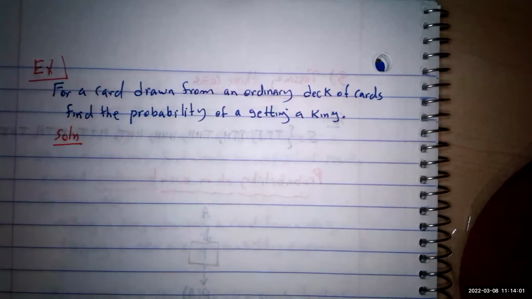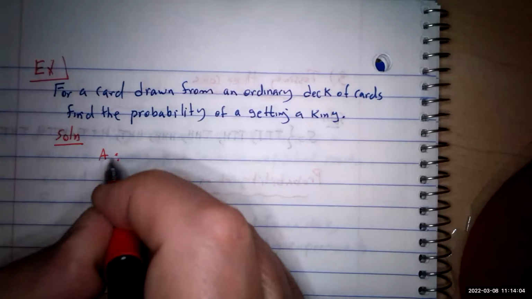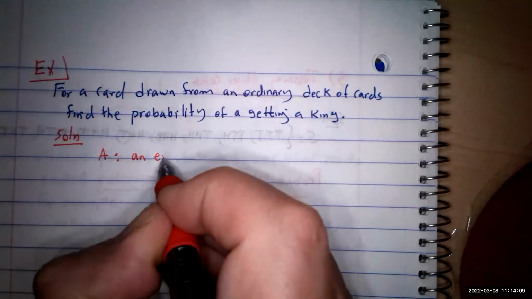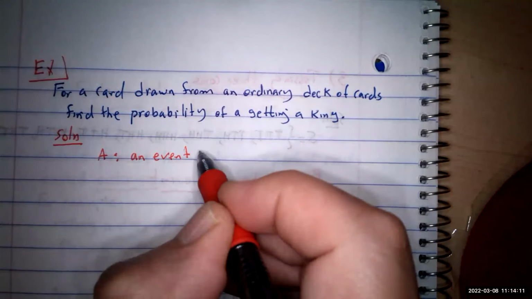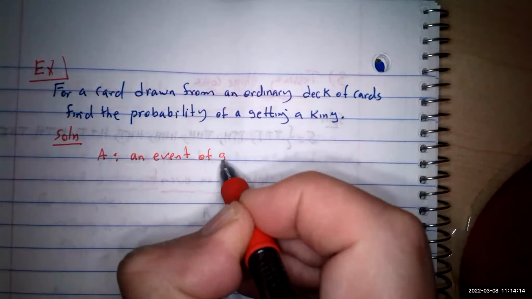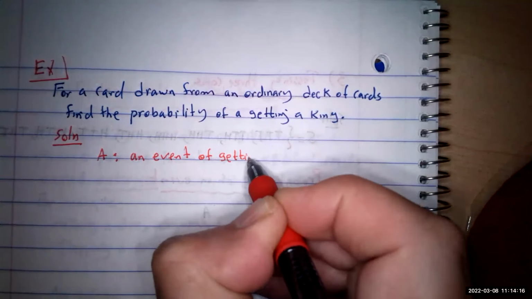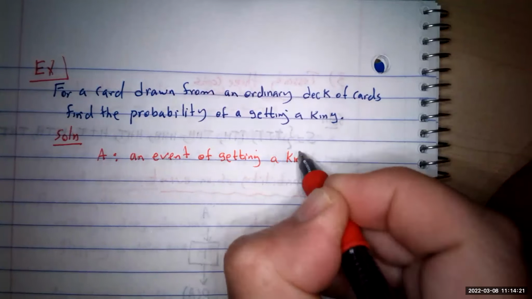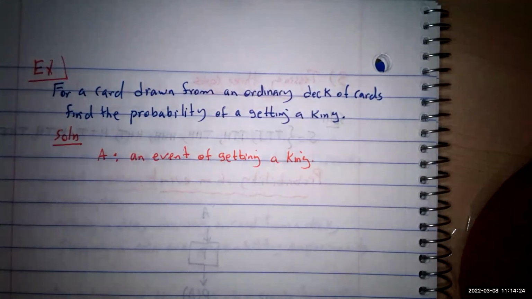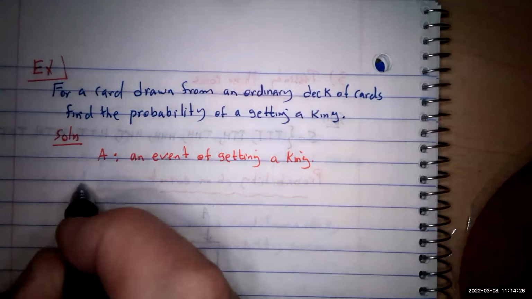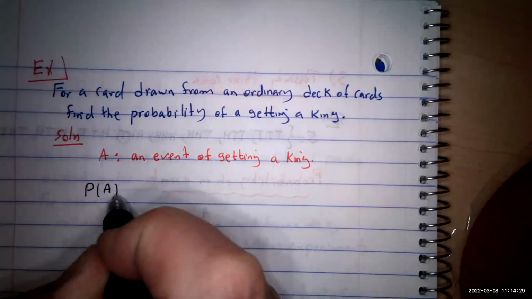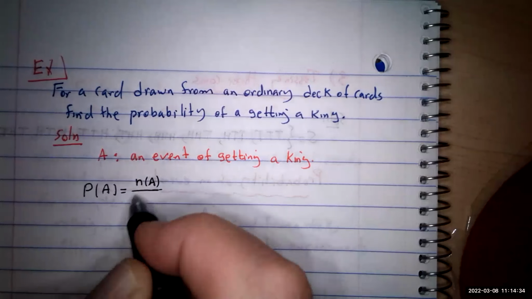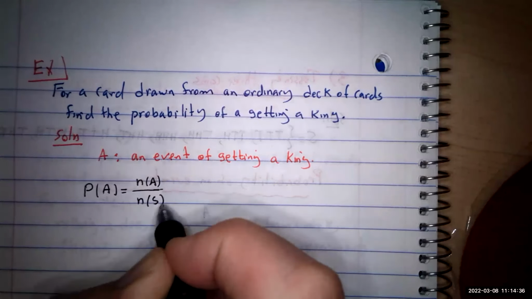So the solution is going to be, your event is getting a king. So there's going to be an event A of getting a king from a deck of cards when you draw one card. Then you write the formula. The formula is the probability of A. It's classical probability: the number of possibilities to get A over the number of possibilities for the sample space.